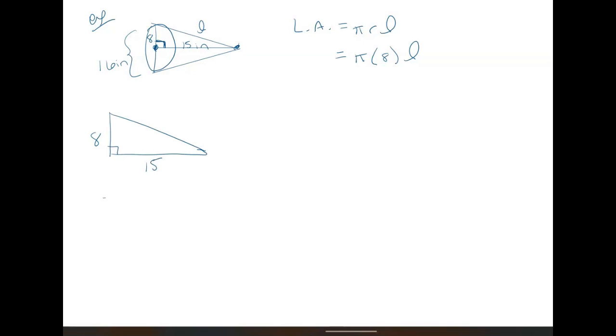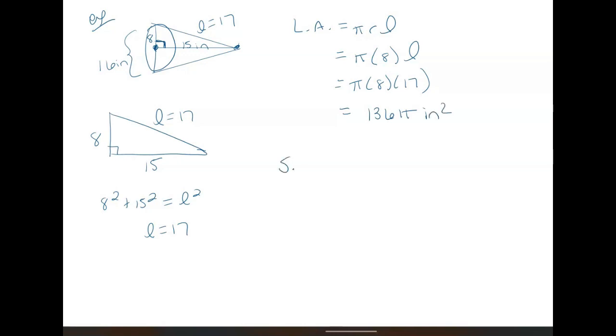And again, if we use our Pythagorean theorem, we can find L, and you're going to find L to be 17. This is another Pythagorean triple. All right, so now my L is 17. We have the slant height, then we're good to go. So if I multiply that together, I'm going to get 136 pi inches squared.